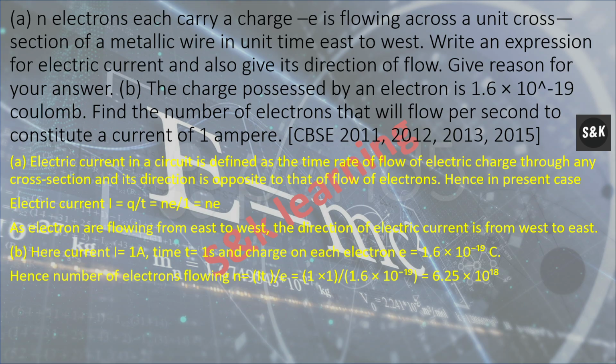Second, the charge possessed by an electron is 1.6 into 10 power minus 19 coulomb. Find the number of electrons that will flow per second to constitute a current of 1 ampere. So here current I equals 1 ampere, time equals 1 second, and charge on each electron equals 1.6 into 10 power minus 19 coulomb. Hence, the number of electrons flowing through it is 6.25 into 10 power 18.